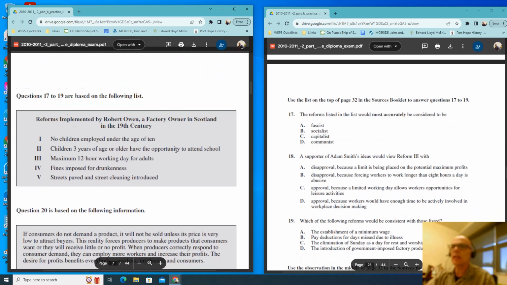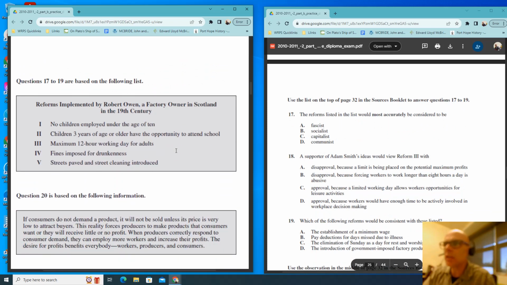All right. We've got lots of these reforms listed by Robert Owen. The reforms listed would be most accurately considered socialist because Owen's a socialist. I mean, Owen's in your cast of characters. Owen's not a fascist. He's not a communist. He's certainly not a capitalist. He owns capital. He owns the factory. But those ideas of regulating, of putting on legislation that's going to limit things, capitalists wouldn't agree with that.